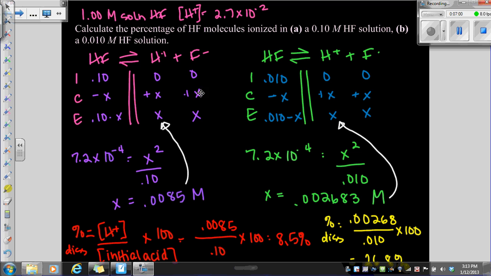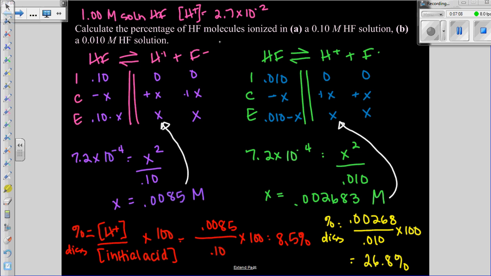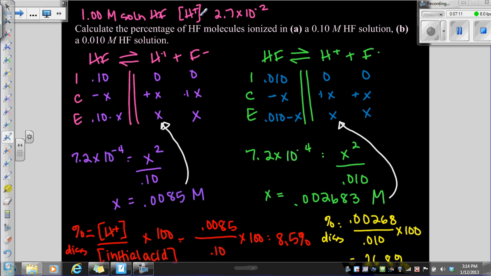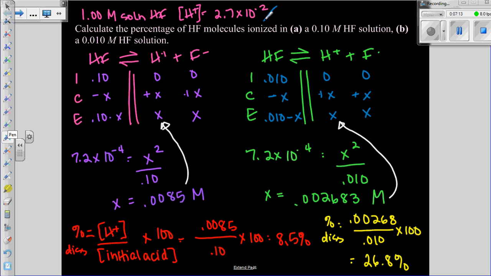All right, I've got to check my math. On this top one up here, this was my hydrogen ion concentration. I'm going to divide that by an initial concentration of 1 times 100. So we got 2.7% dissociated, or ionized, for this first one.